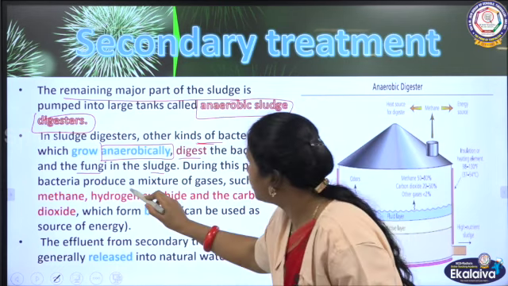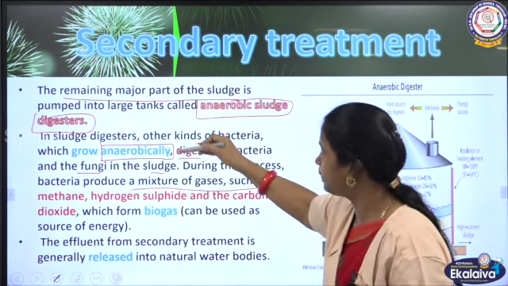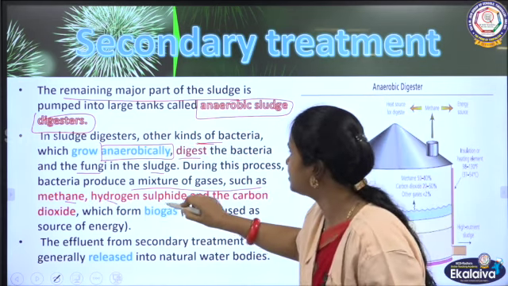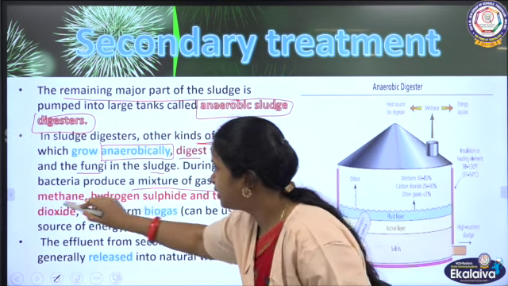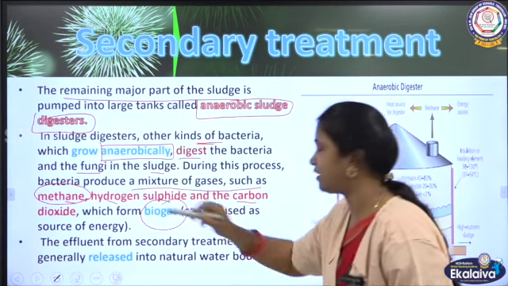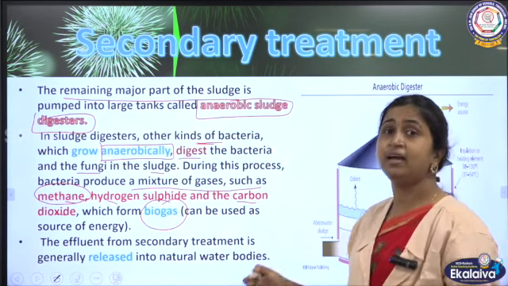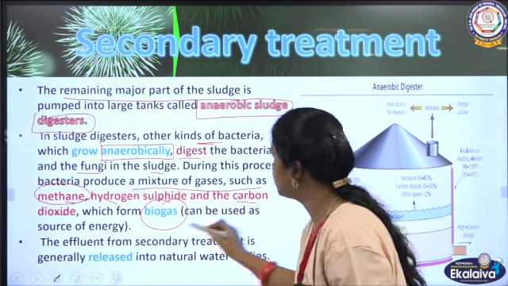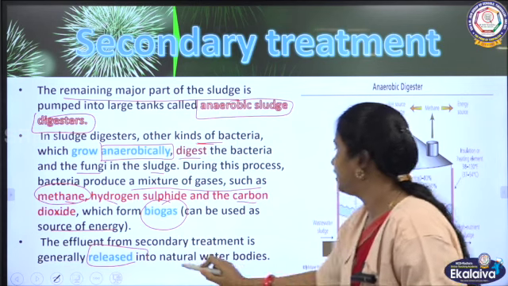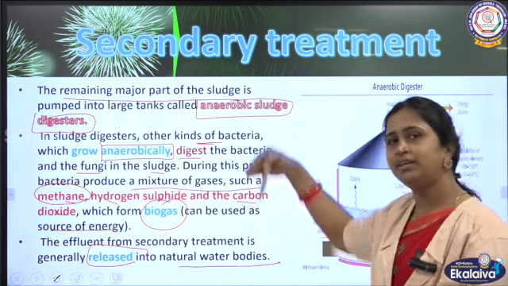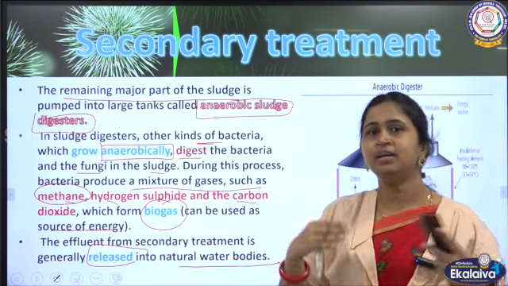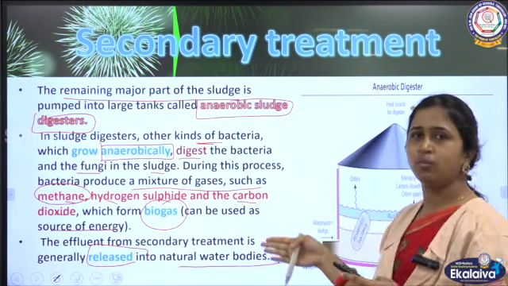During this process, bacteria produce a mixture of gases. This anaerobic bacteria, when digesting this particular waste, produces methane, hydrogen sulfide, and carbon dioxide. This is more, around 70% we can say. So that will become biogas. And this biogas, we are taking as a fuel. It's a big source of energy. The effluent from secondary treatment is released into the natural water bodies. So all the treatment is over. Now we are sending the secondary effluent, not the primary effluent, so we have treated the water.